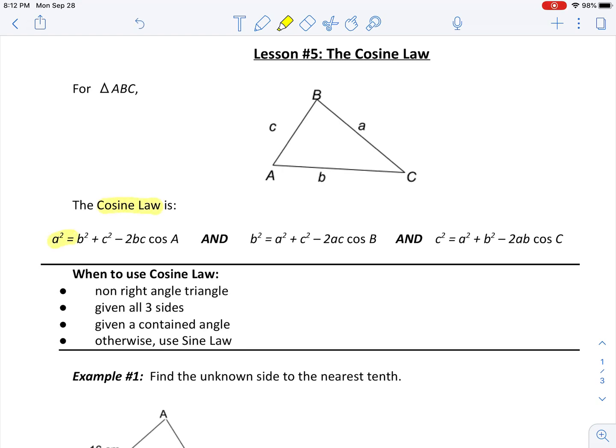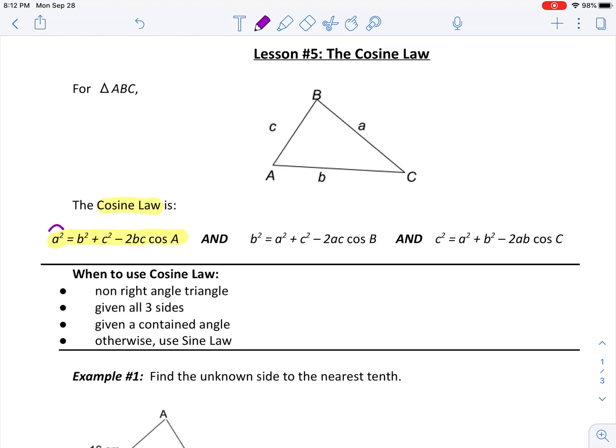We have a squared. It's a little bit harder, but you don't have to memorize it. You get to use your notes. So a squared equals b squared plus c squared minus 2bc cos A. Now that's a lot. There's b squared equals a squared plus c squared, and then c squared equals a squared plus b squared. You don't have to write all those out. You only really need to know how to write one of them and then use it and change it up based on the side that you're looking for.